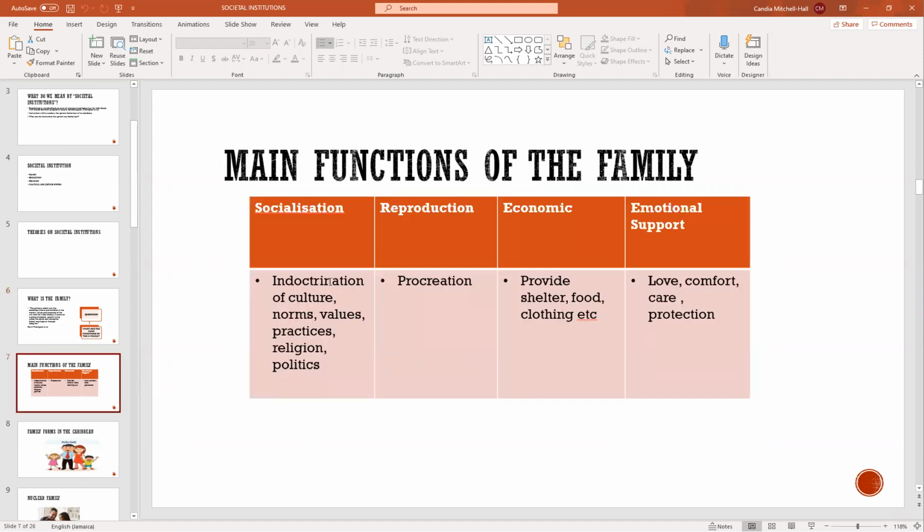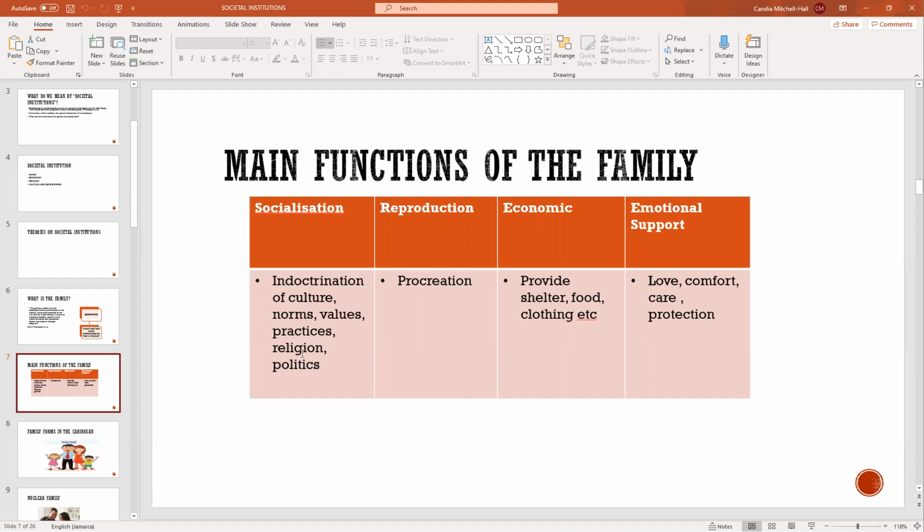So the family is involved in functions of the family, socialization. They are supposed to socialize you into the culture, the norms, the values, the practices of society, religion, politics. Yes, it depends on the family that you grew up in. Your family's religion is very important because if you grew up in a family that is of a particular denomination, more likely the children will follow that denomination. So if your family is Jehovah's Witness, then you're going to be a Jehovah's Witness. If your mother and father are Seventh-day Adventist, you grew up Seventh-day Adventist. If your mother and father are Pentecostal, you're Pentecostal.